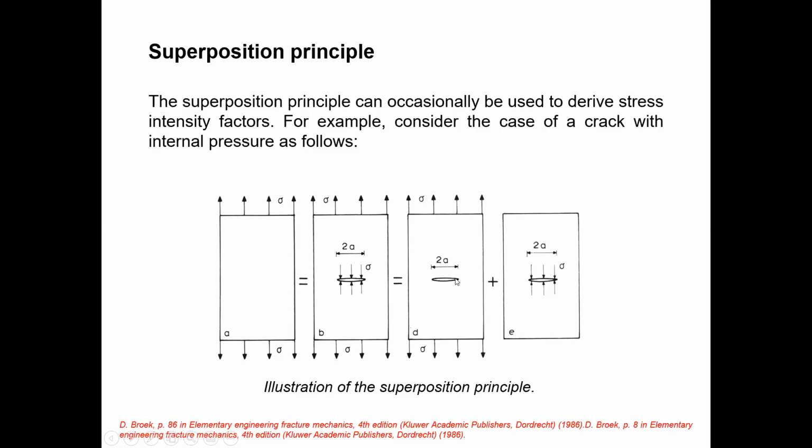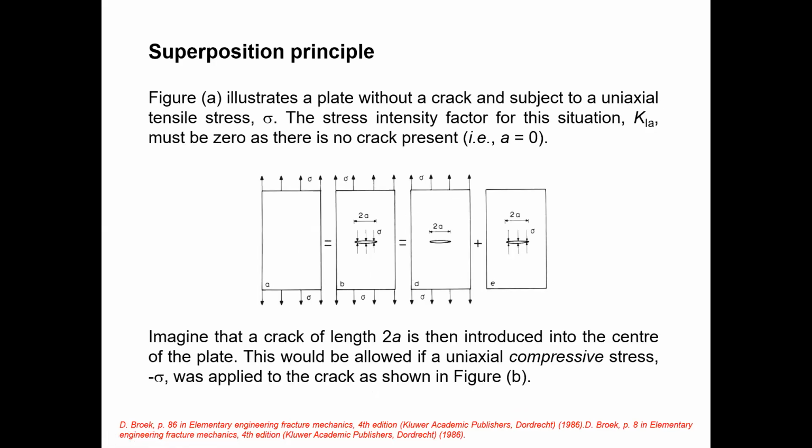The superposition principle, what we are going to do: if we have an axial load, you will calculate the KI value separately. For a bending load, you will calculate separately and get the summation. It will equal the resultant of the total condition. I mean the resultant condition. So that is the meaning of the superposition principle. This is the thing I already explained.